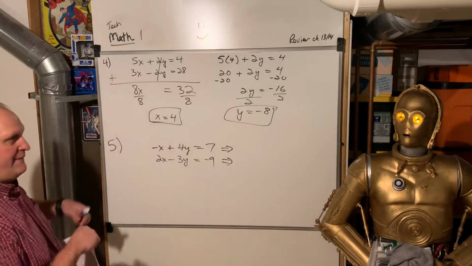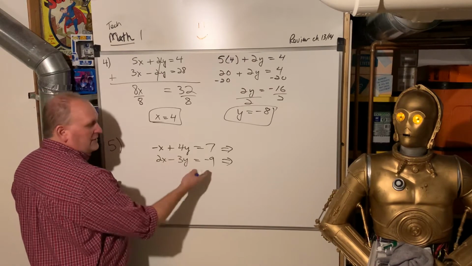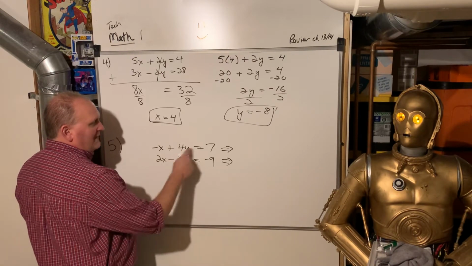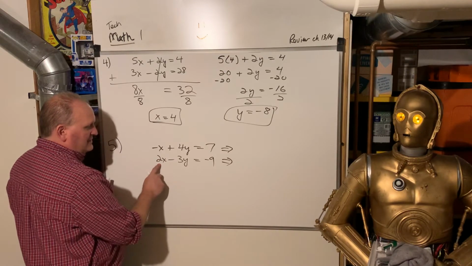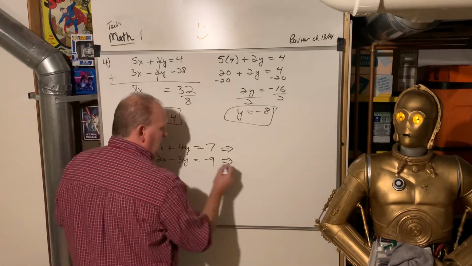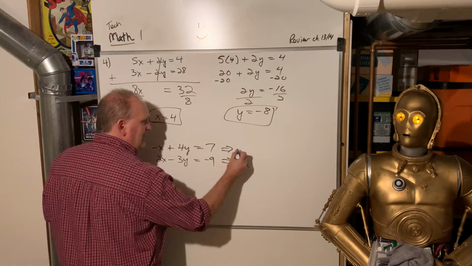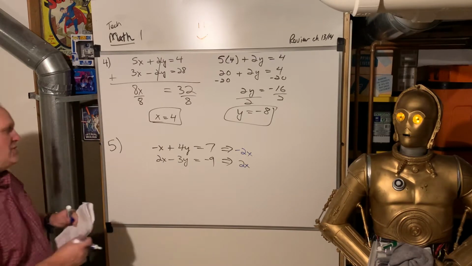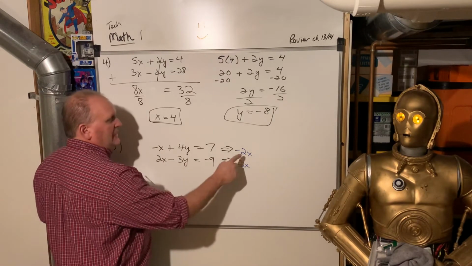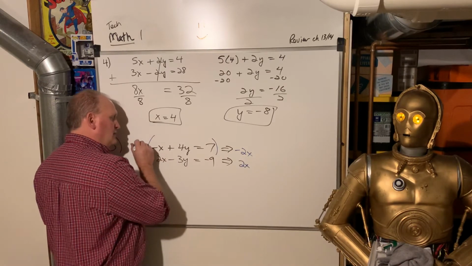So we're going to go on a vision quest here. I decided I could get rid of x or y, but if I do y, I have to make it a 12 and a negative 12. If I do x, this is already a 2x. I can leave it 2x, but I want to make this top one negative 2x. Now, how do I change a negative 1x into a negative 2x? Well, I multiply everything by 2.